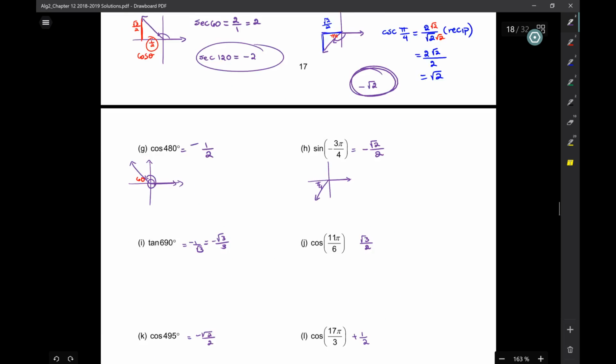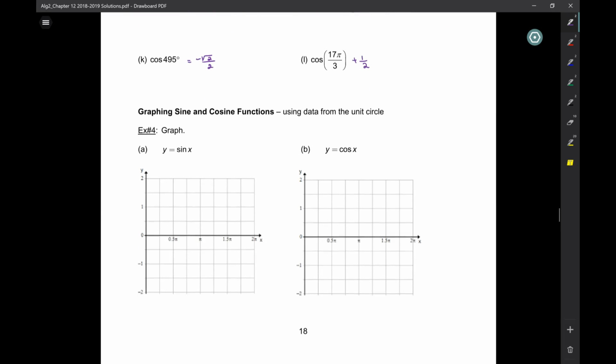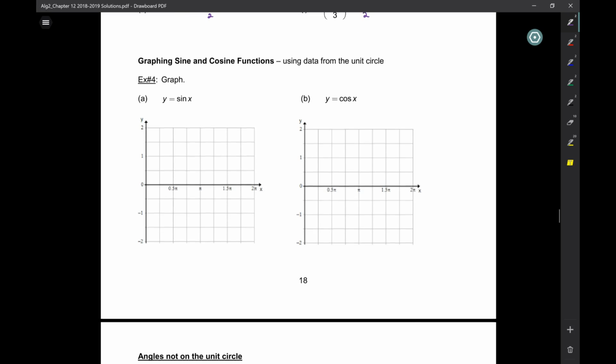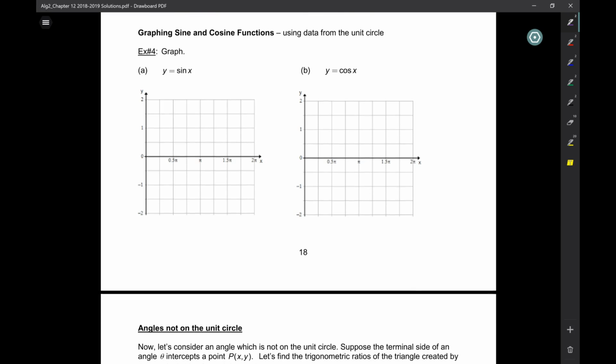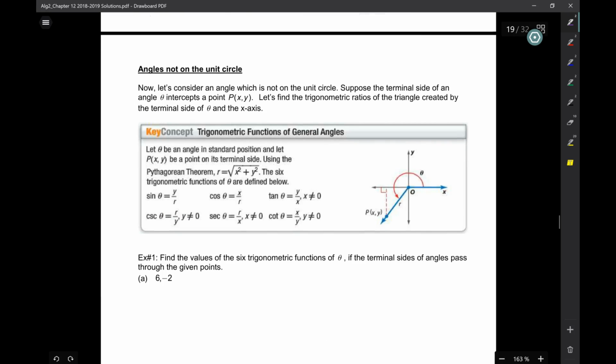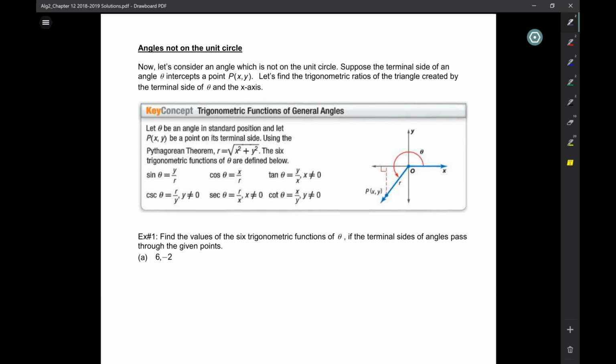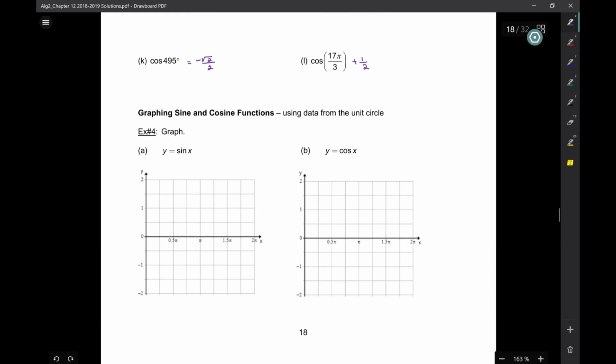So, all right, let's do, I'm still skipping. We're going to go and do this. Angles not on the unit circle. You know what? No, I'm going to go back here. Sorry.